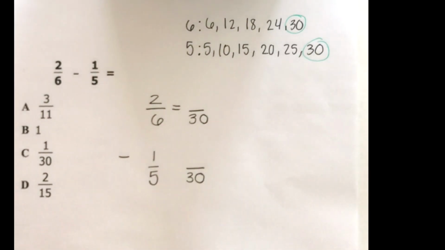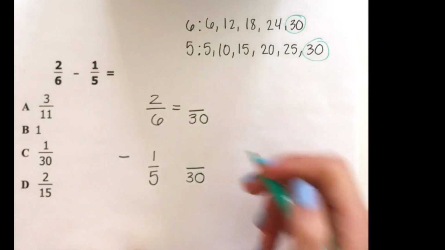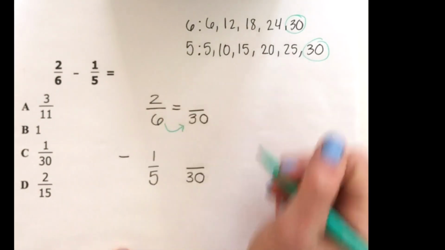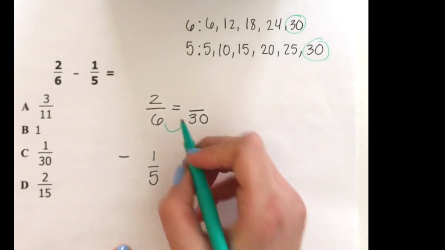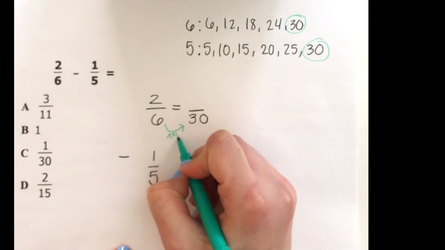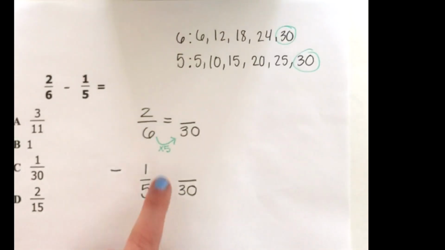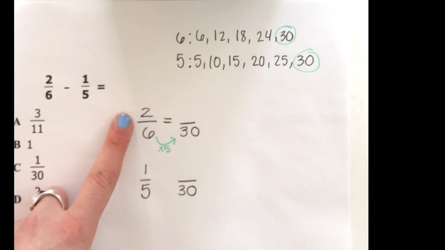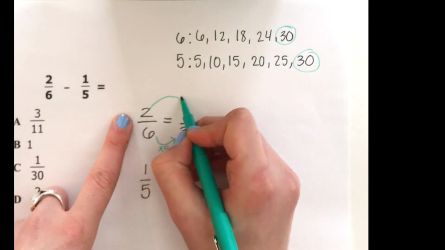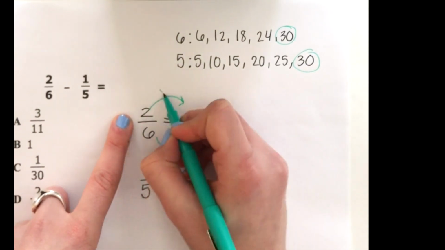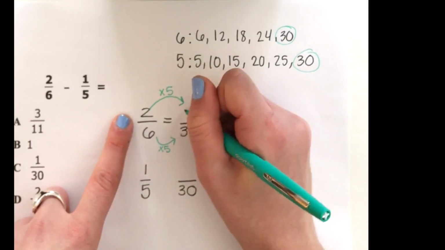So let's look at 2/6. And I'm going to think to myself, 6 times what gives me 30? And the answer is 5. 6 times 5 is 30. Whatever I do to the bottom, I must do to the top. 2 times 5 is 10.